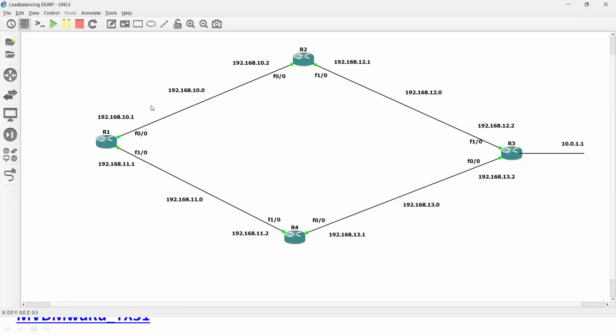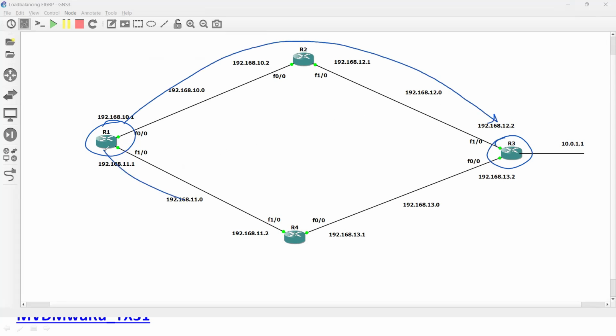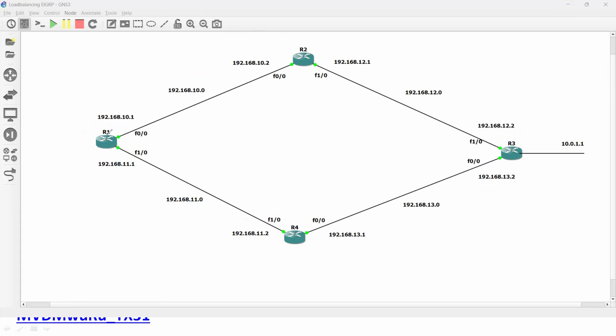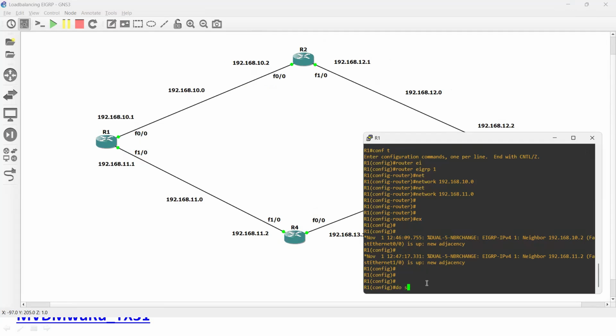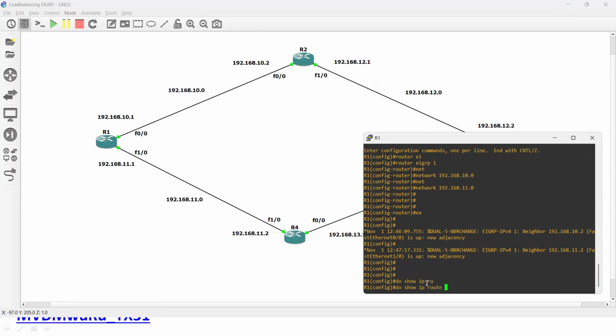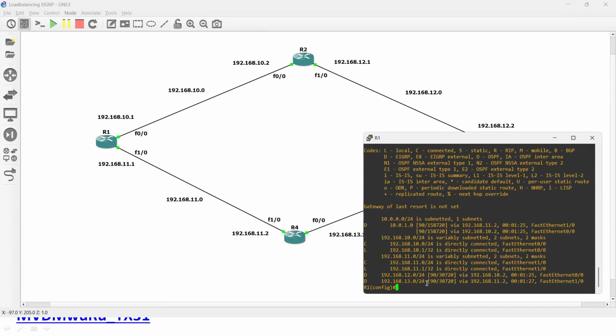First of all, I will observe which one is the best path between R1 and R3. Let me observe that via the routing table. Let's go to router number one and check the table. Do show ip route.